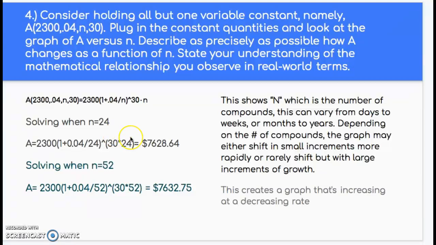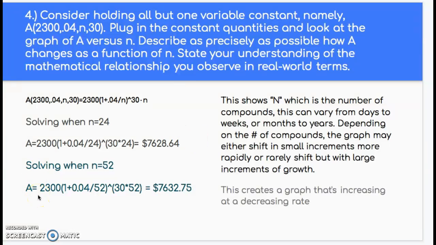For question number 4, we are seeing how N, which is the number of compounds, affects our A, our future value. We did 2 examples for this one. In this first one, we are compounding 24 times, which means that would be bi-weekly, every 2 weeks. You will see that the increase is pretty small. Originally we had $7,621.05, so this really only went up by around $7.